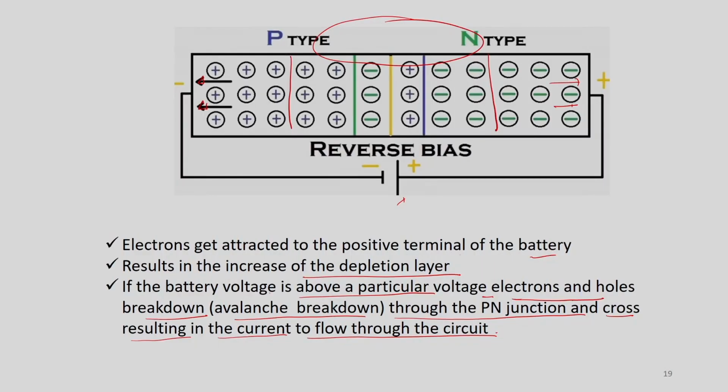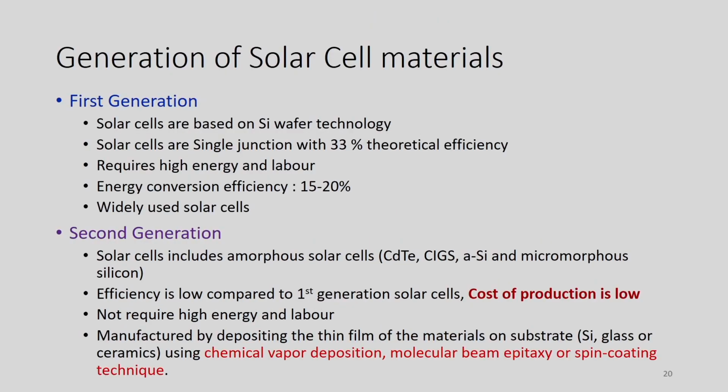So this is all about semiconductor physics, and let us now have some information about different generations of solar cell materials. There are three generations: first generation, second generation, and third generation. First generation solar cells are based on silicon wafer technology, which we have discussed. They are single junction with 33% theoretical efficiency. It requires high energy and labor, as you can understand. We need a lot of equipment, and it works at very high temperature. Energy conversion efficiency is about 15 to 20%, but these solar cells are widely used in many applications.